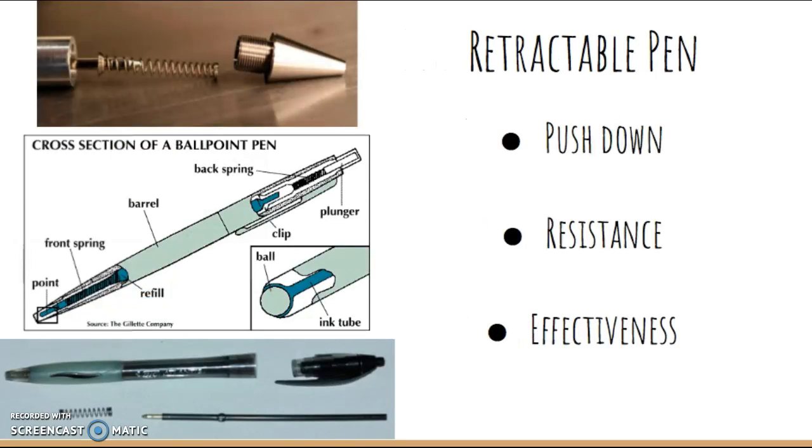Another object with springs is a retractable pen. The springs in a retractable pen are very necessary, and they help the pen to be functional.